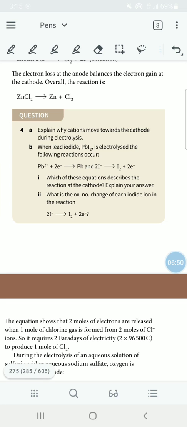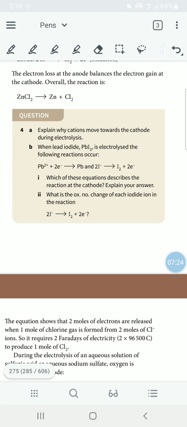Then the explanation for your answer is reduction always takes place at the cathode. Then what is the oxidation number change of each iodide ion in the reaction? 2I- becoming I2 gives 2 electrons. 2 electrons come from the iodide ions. Each iodide ion is minus 1, and it turns into I2, which is 0. Minus 1 to 0.